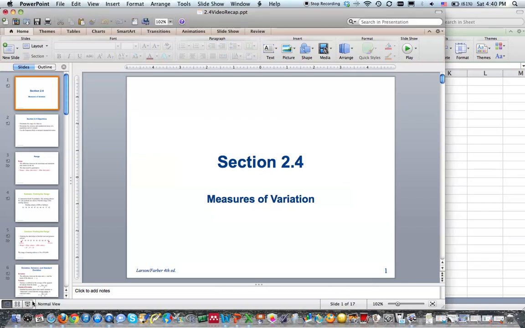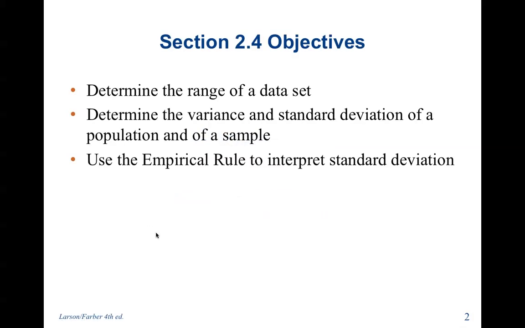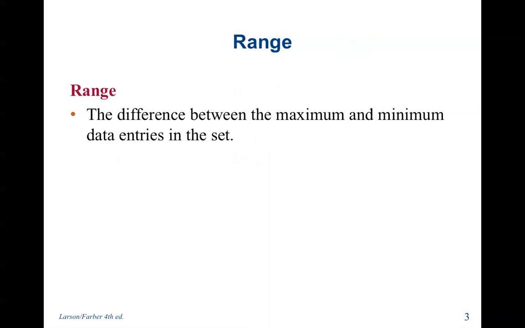Measures of variation, section 2.4. So the objectives of this are to determine the range of a data set, determine the variance and standard deviation, and use the empirical rule to interpret standard deviation.